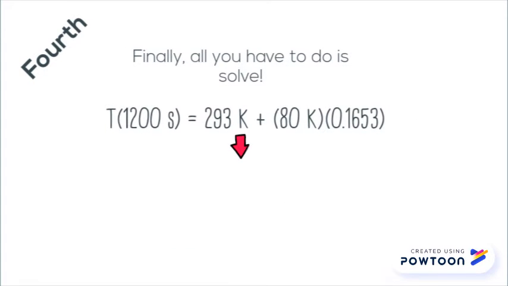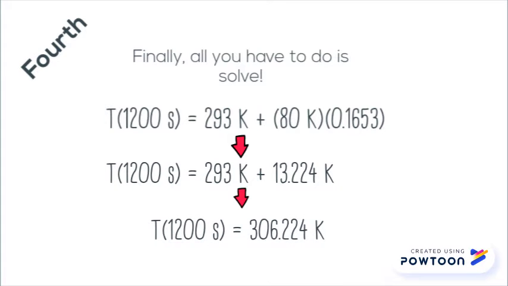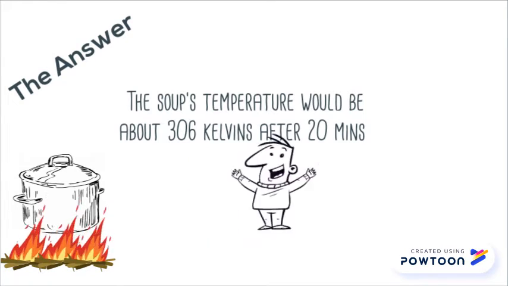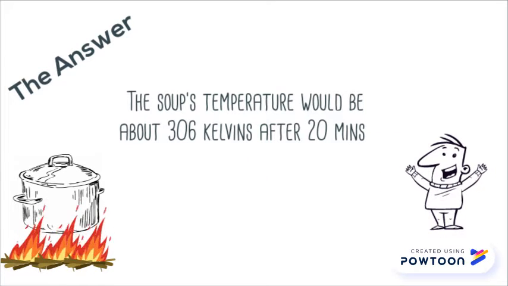Finally, we solve. So e to the negative 1.8 power gives you 0.1653. Multiply that to 80 kelvins and you get 13.224 kelvin. Add that to 293 kelvins and you get 306.224 kelvin. The answer to the example would be the soup's temperature would be about 306 kelvins after 20 minutes.